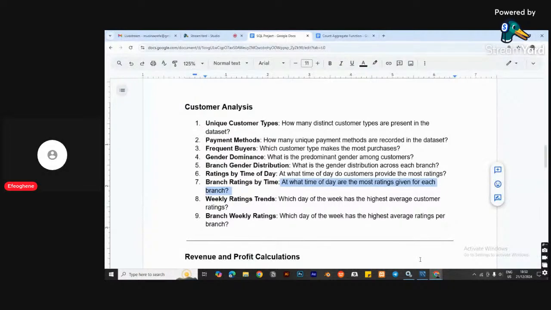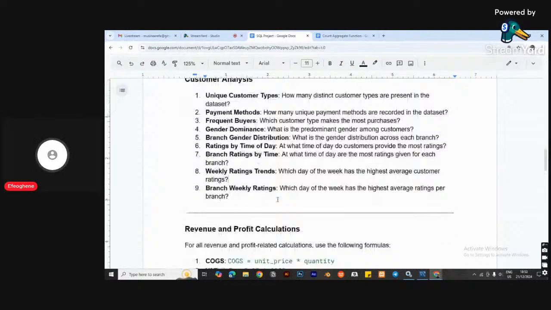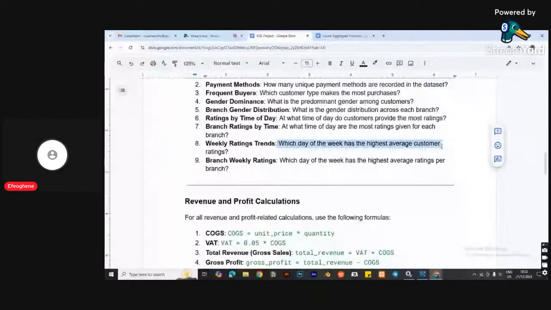So the least but not the last question: which day of the week has the highest average customer rating? All of this is just customer analysis.